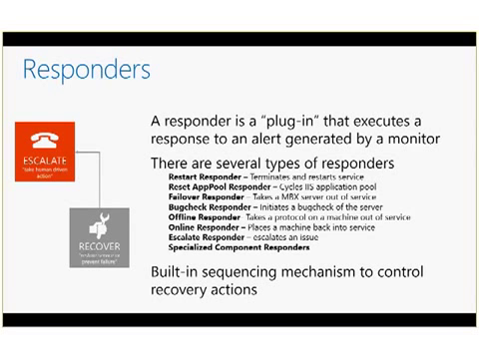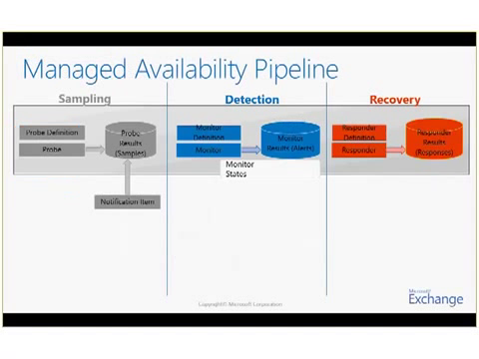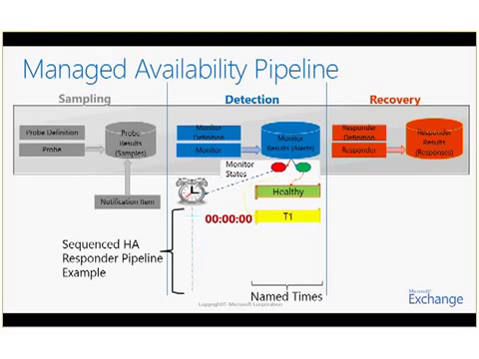So putting it all together, if you look at this managed availability pipeline here, you can see that generally we start out with a healthy monitor. And monitors typically have two states. They're either going to be healthy or they're going to be in an unhealthy state. Now, the probe results are what triggers a monitor to be unhealthy. So at this point, when that happens, the current time is saved, and we start a sequenced responder pipeline. So the monitor starts this recovery pipeline based on the current time.